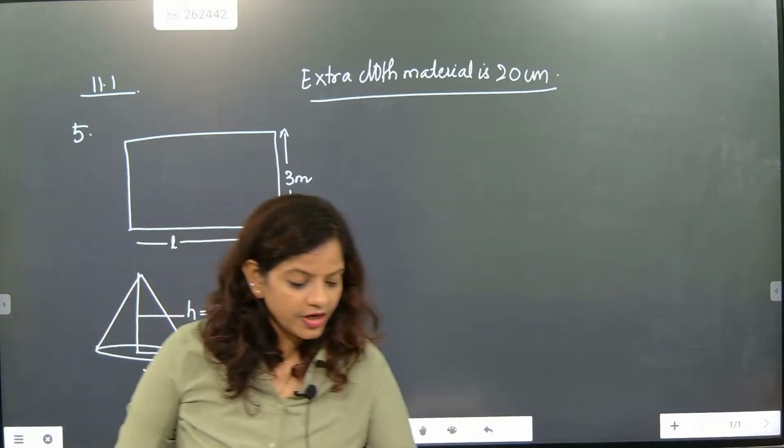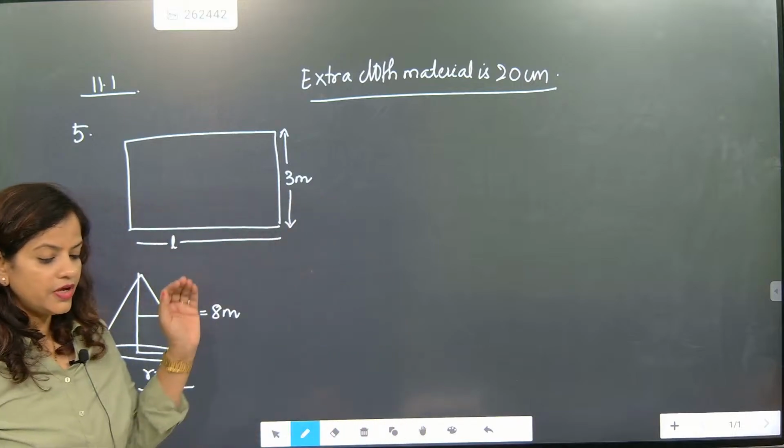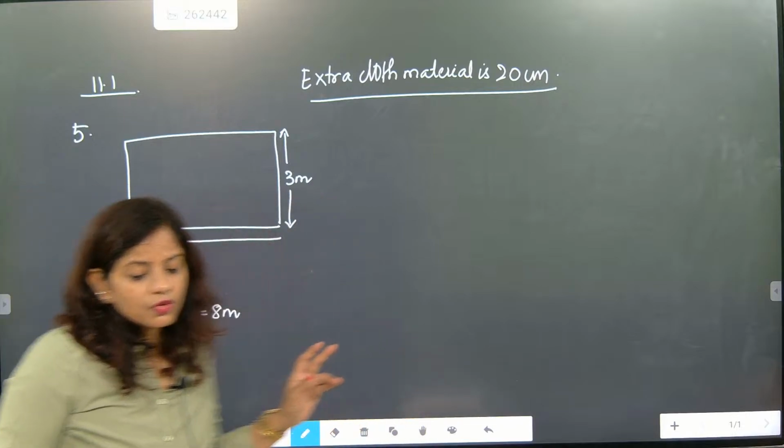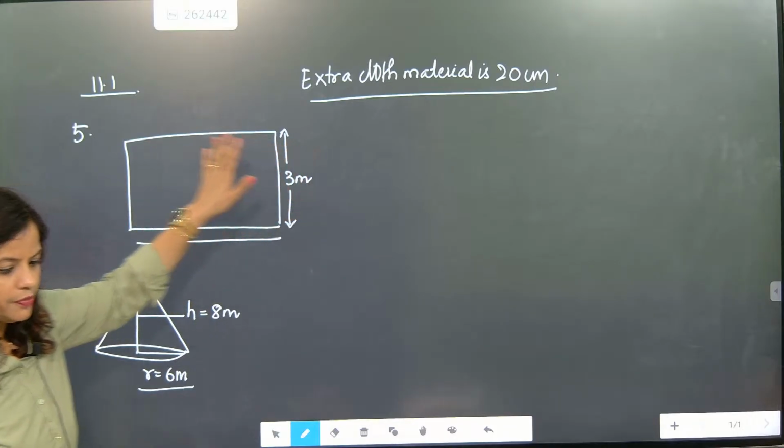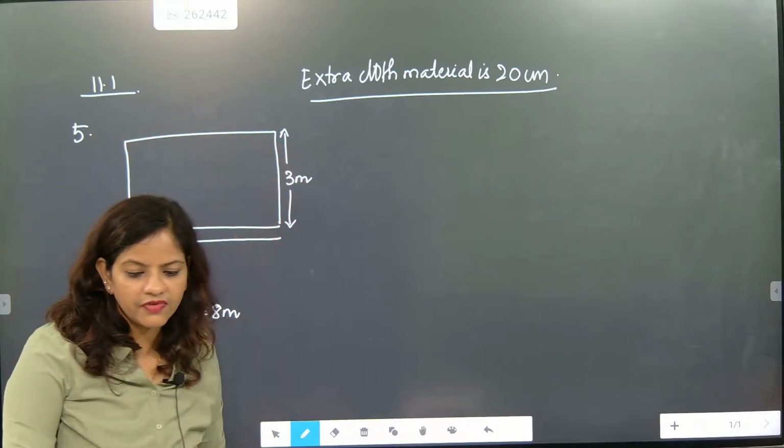Now come on, go for it. Are we going to start the part? Now we are going to solve this question, beta. So this is the cloth, the tarpaulin cloth. First understand the question very nicely.